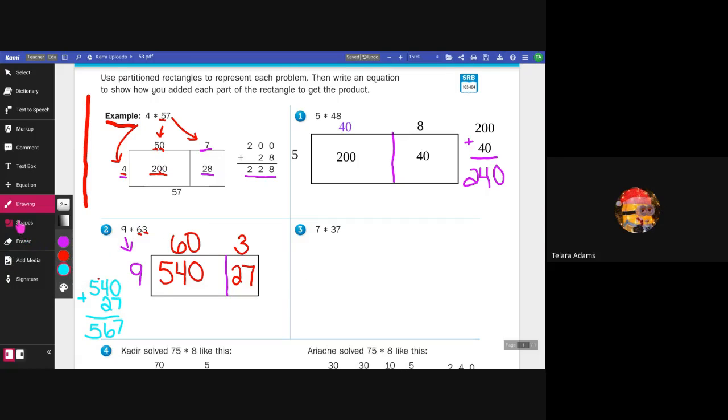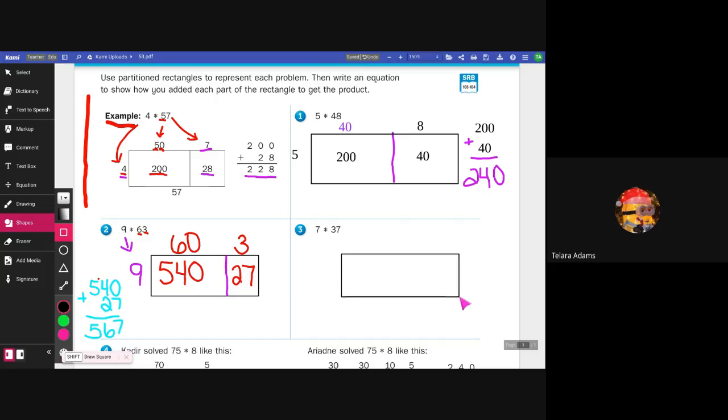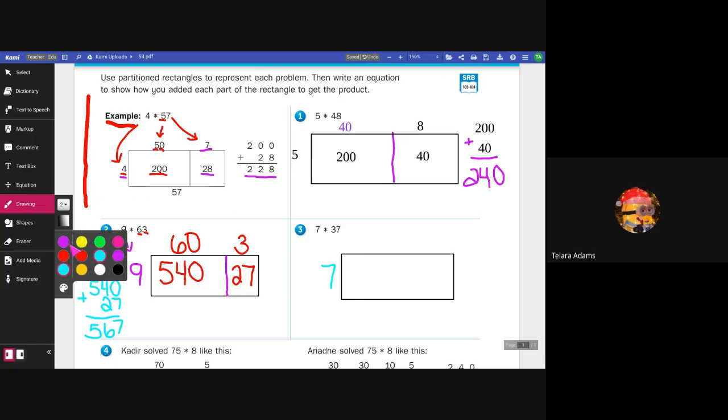Can you complete number 3 on your own? I'm sure that you can. I'm going to get you started. First step, draw a rectangle. We did that. Second step, I'm putting my width here. And I'm expanding 37. 30. 10s. That's 30 because the value of 3 is 30. And 7 1s. Go ahead. I know you can solve that.